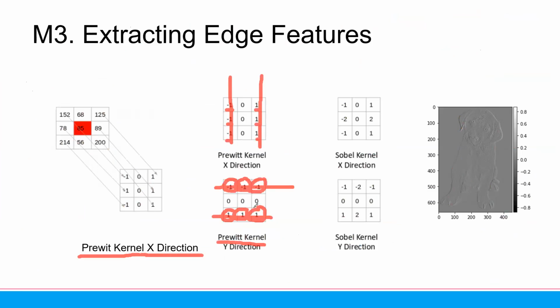There are many other kernels. We call this the kernel. Another kernel is called the Sobel kernel. The idea is still the same, left and right, but the weight is different. This one is minus 2, this one is 2. The Sobel Y direction shows top and bottom, and the middle is minus 2, and this one is 2. So the weight is different.